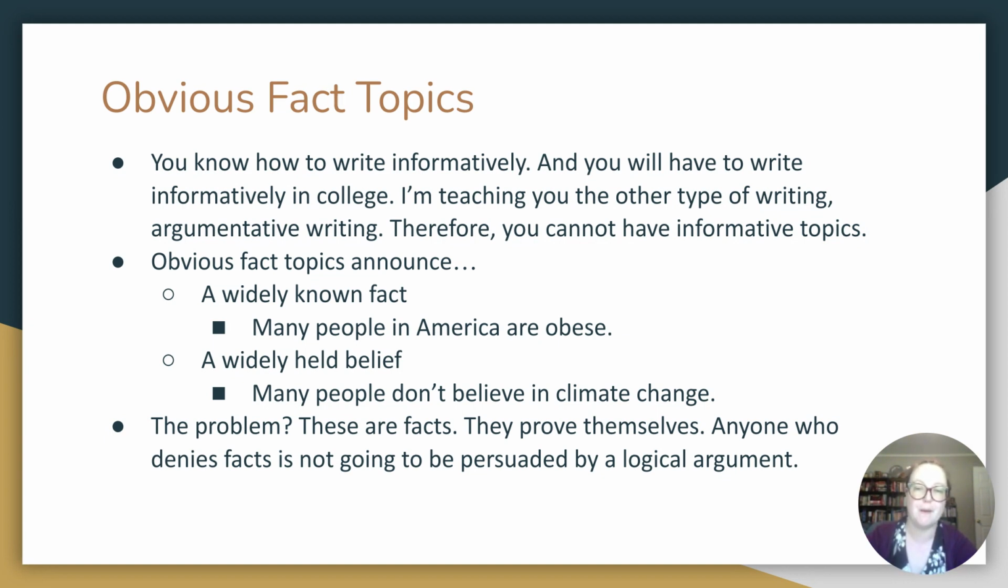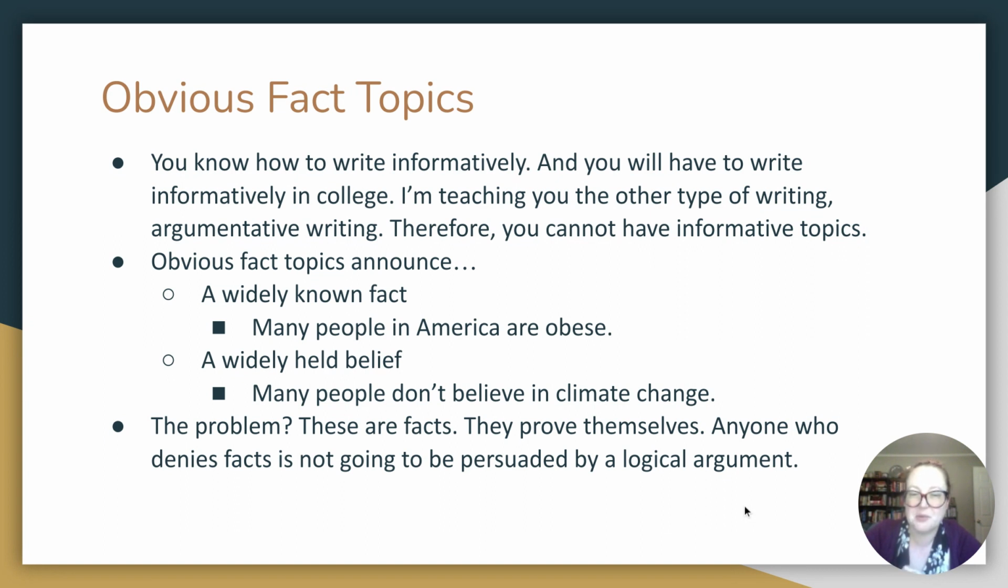It also could announce a widely held belief. So many people don't believe in climate change. That is a fact. That's just a true statement. Many people believe that the earth is flat. Yes, that's true. And so the problem is that these are just facts. They prove themselves because they're just true. And so you don't really need evidence to prove them because they're just facts.